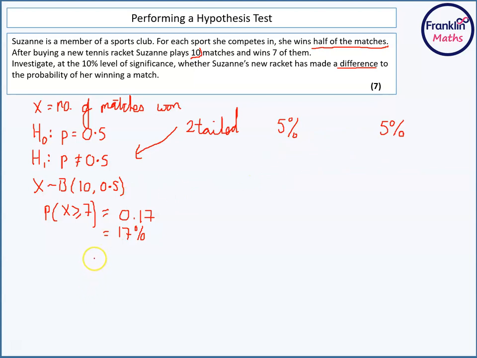So all we need to say now then is 17% is now greater than the 5%. So what we're saying is there was a fairly high chance of her winning, comparatively, of her winning 7 matches. Now, because the 17% is greater than the 5%, it's not less than this time, it's greater than, we're going to accept H0.